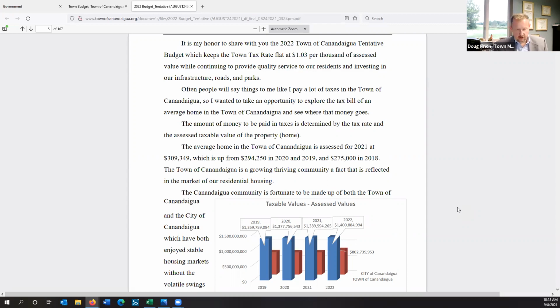Now, that's not to say every home in the town of Canandaigua is assessed for $309,000, obviously. Some are more, some are less. But that is the average of where we're at in the town of Canandaigua right now. And we're continuously watching that. And that is up from 2020, and it's up from 2019 and 2018.